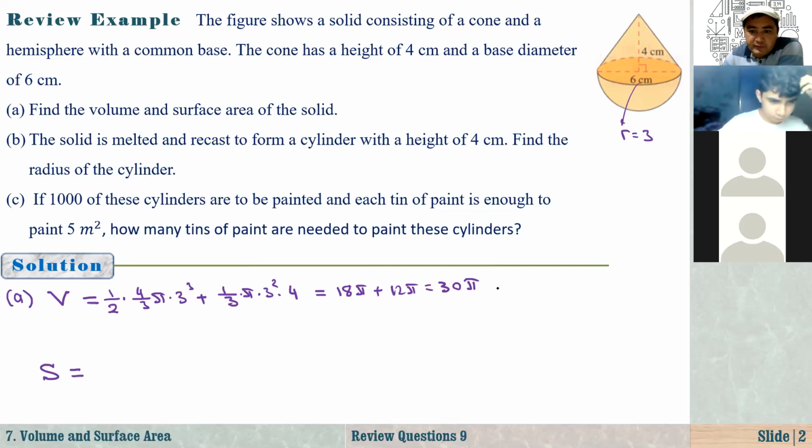Okay, so let's just leave the answer correct to 1 decimal place. That is 94.2 cm cubed.